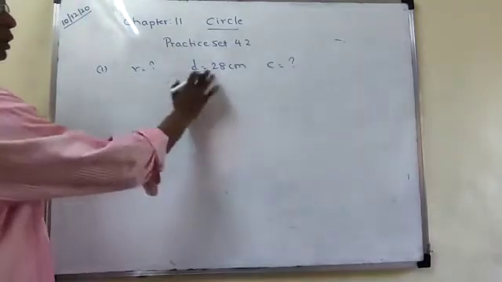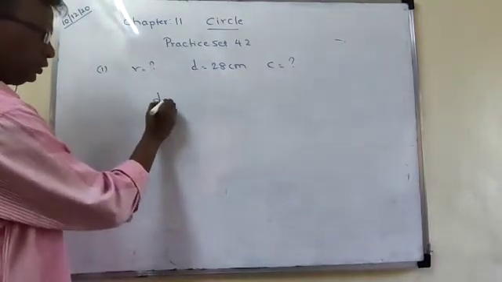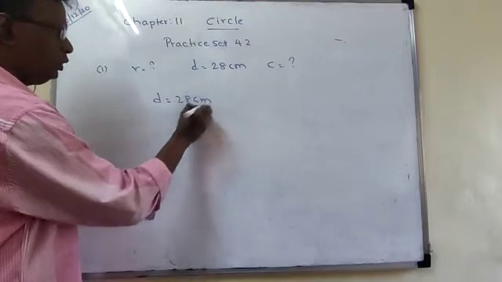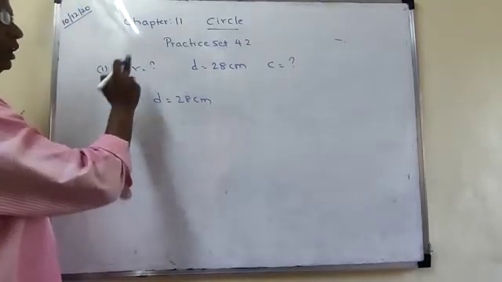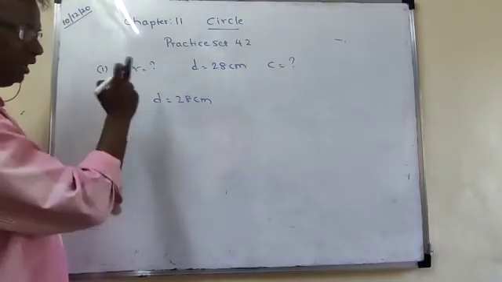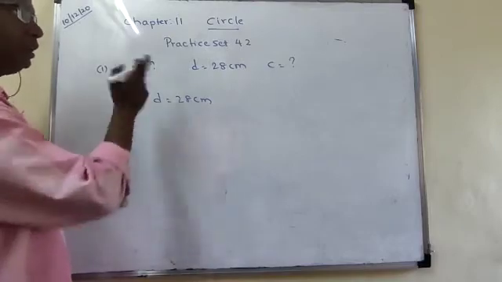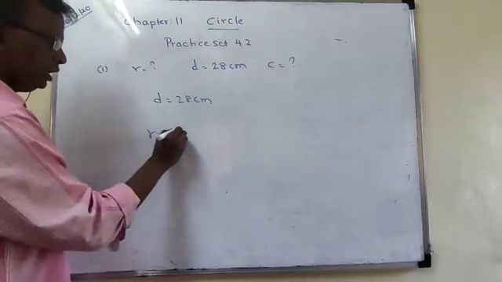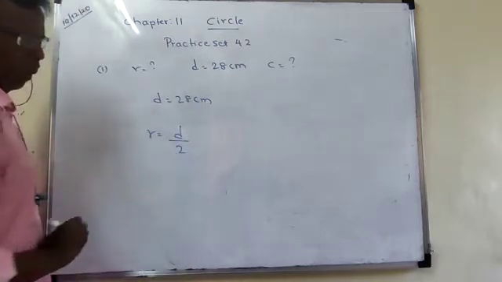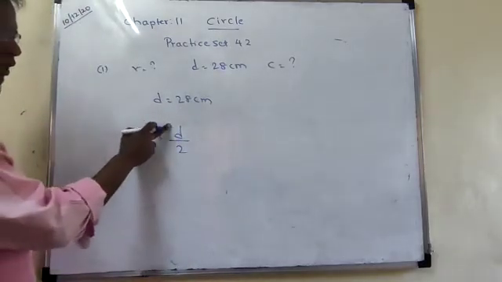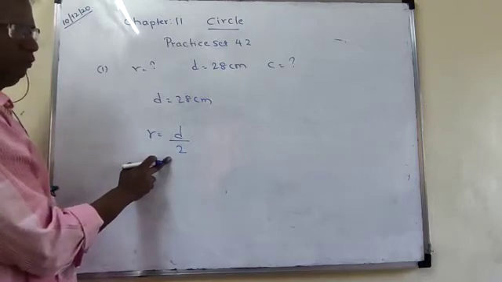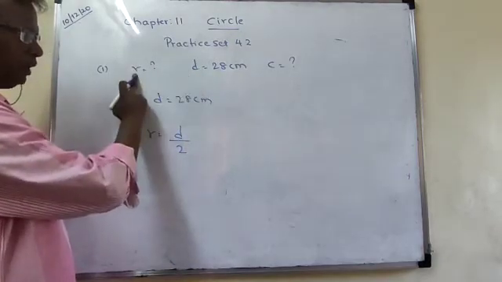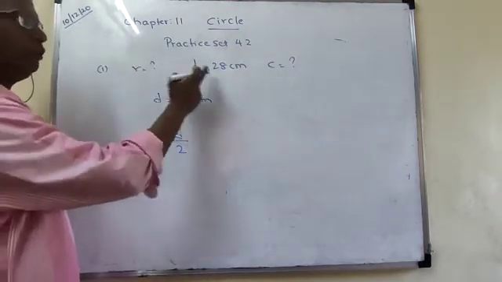First we'll find out the radius. Diameter is given, so D is equal to 28. What I told you, diameter is always double the radius. Then radius will be half of the diameter. So the formula for radius is D upon 2. When you are finding diameter, you multiply the radius. When you are finding radius, you have to divide the diameter.